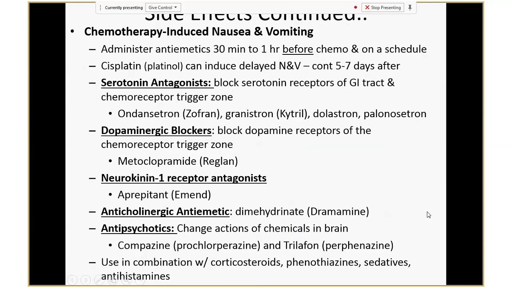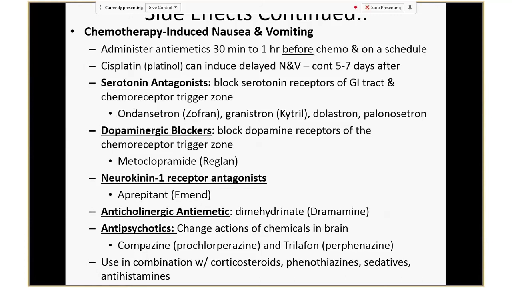So, some more side effects. Chemotherapy, obviously, causes nausea and vomiting. Like I said, I want you to know the top 5 side effects of chemotherapy, and this is probably at least number 2 and number 3 for top side effects. So like I said, administer antiemetics 30 minutes to 1 hour before chemotherapy and on a schedule. We don't want to get behind and then they're puking for 6 hours because we couldn't get ahead of it.